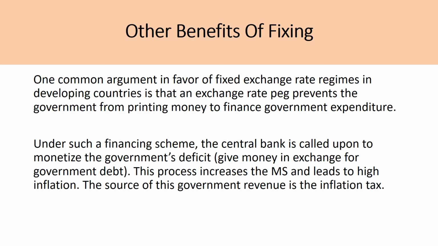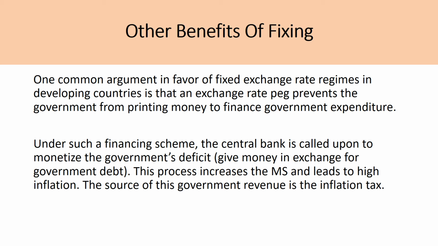One common argument in favor of fixed exchange rates in developing countries is that an exchange rate peg prevents the government from printing money to finance government expenditure. And this is the concept of seigniorage, right? Sometimes, there are a lot of developing countries where they run out of foreign reserves, and we'll talk about this in a later chapter, actually. And all of a sudden, where are they going to get the money to finance their bills? Oh, well, just let the central bank print out that money.